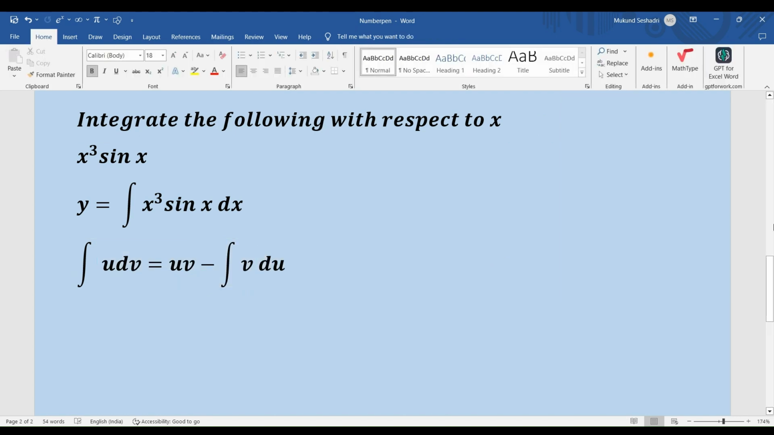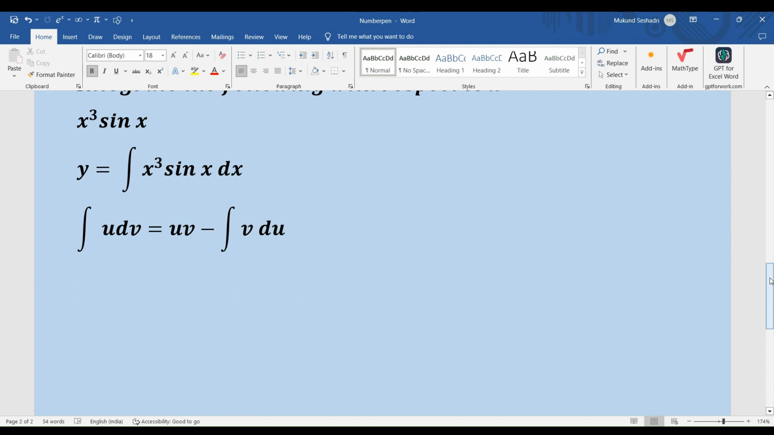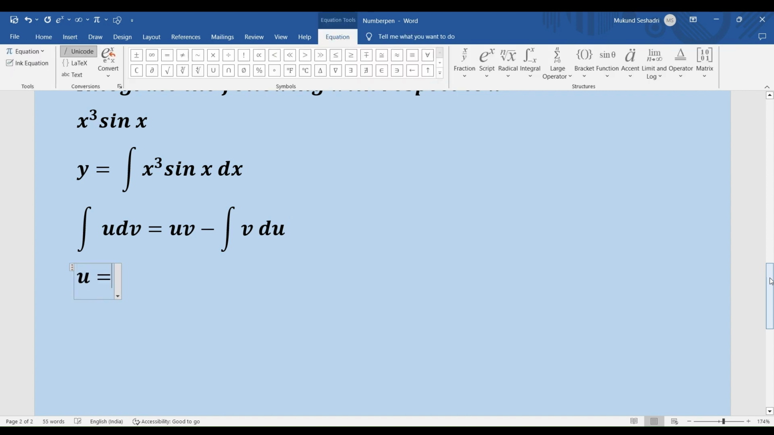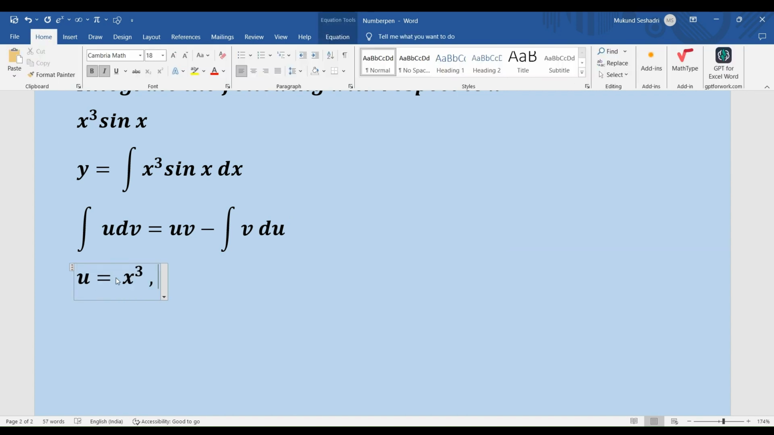Now, like we saw in our earlier videos, whenever we have an integral of the type u dv and x to the power n is one of the expressions within u dv, then we go ahead with u equals x to the power n, right? And in this particular case, I see that I have an x cube, right? So my u will be equal to x cube and my dv will be equal to sine x dx, right?